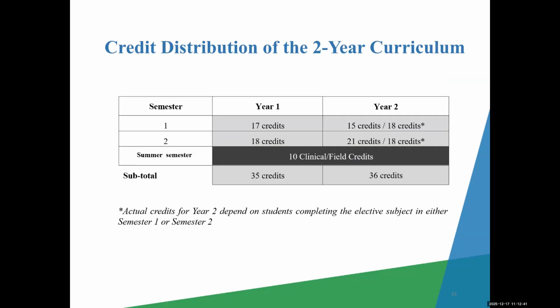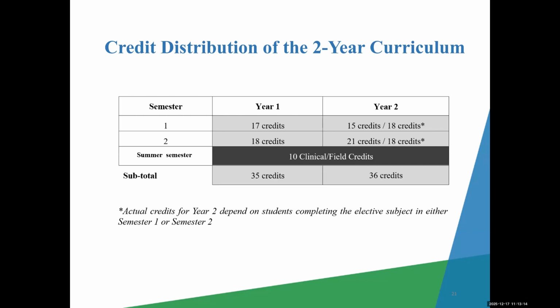So the credit distribution of this 2-year curriculum is like this. As I mentioned, you will go for 2 years, but actually this is composed of 6 semesters. So in year one, semester one, which is a relatively more relaxing semester, you still need to study 17 credits. For your information, each subject is usually composed of 3 credits, so you need to study at least 5 subjects already in year one, semester one.